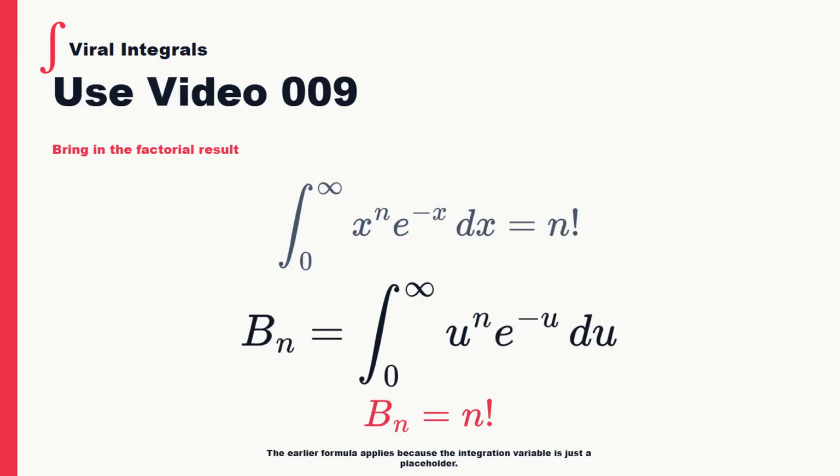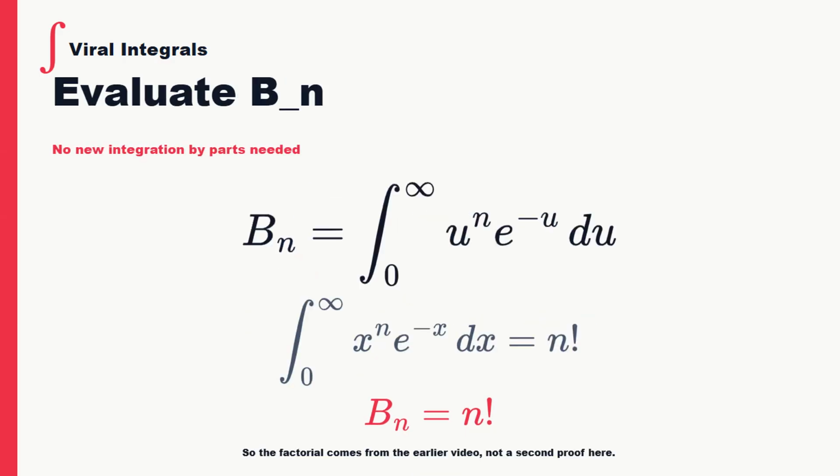From the earlier factorial video, we already know that the integral from 0 to infinity of x to the n times e to the negative x is n factorial. The variable name does not matter, so the same result applies to b sub n. That means there is no new integration by parts to do here. We can immediately replace b sub n by n factorial and keep moving.